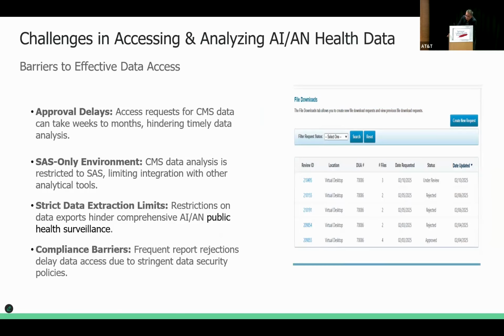I took some screenshots to show you what we have to go through, at least to download the data set. There are also a lot of requirements on the data sets. First, we cannot download anything larger than 1 gigabyte. If I want to do a comprehensive analysis across years and different states, that's bigger than 1 gigabyte, and their approval process is pretty strict.